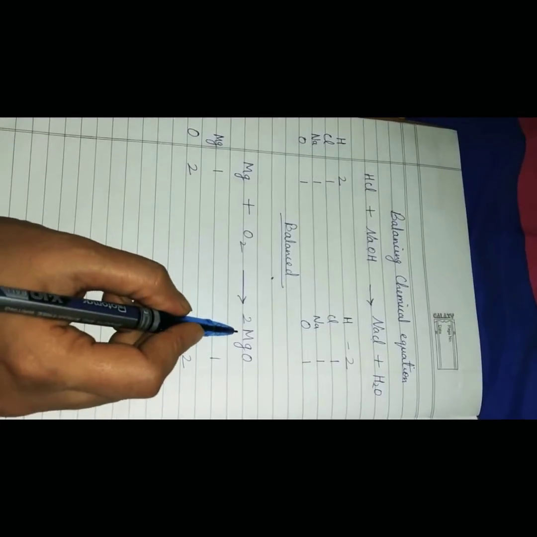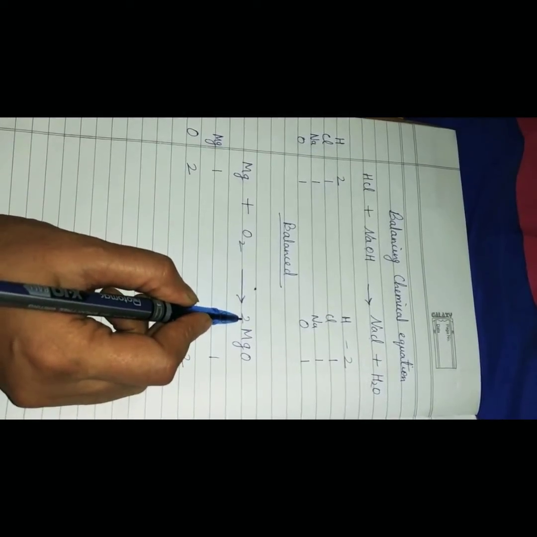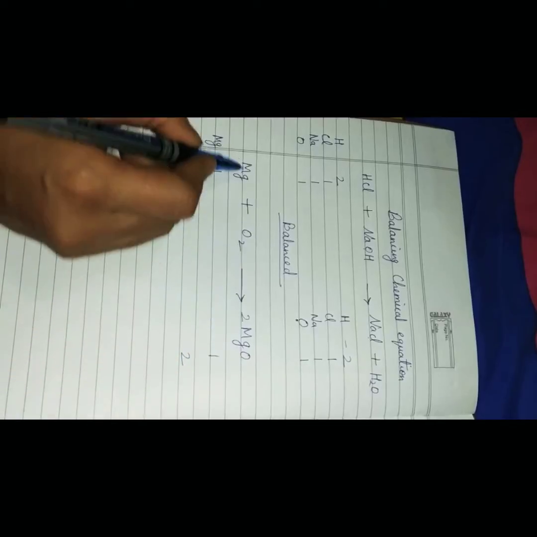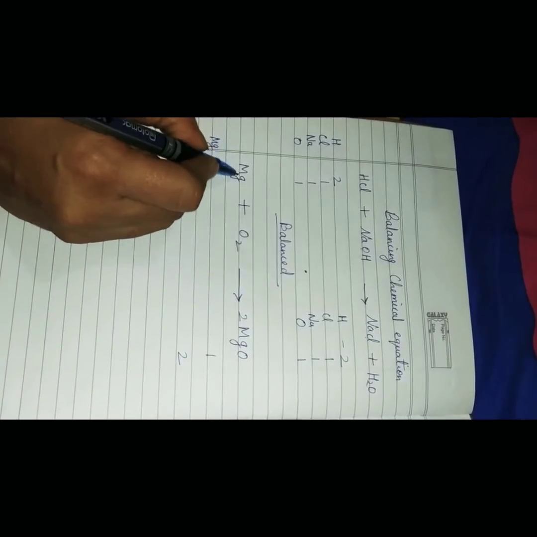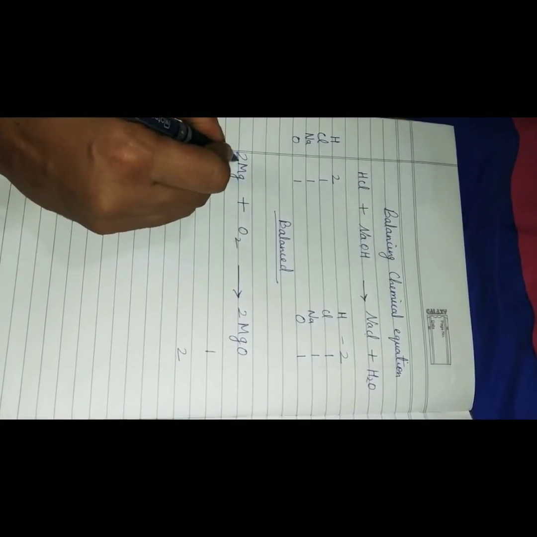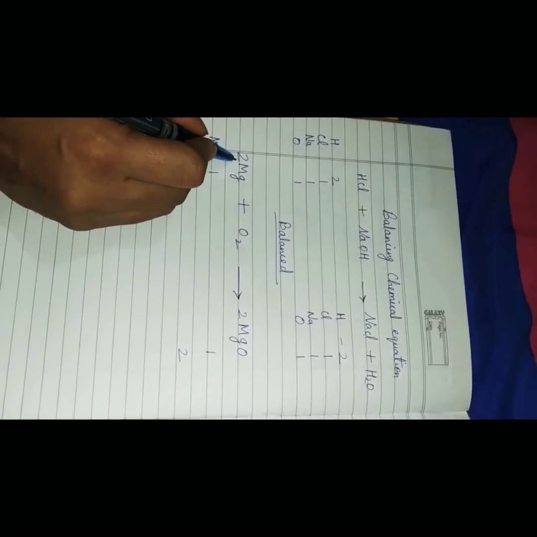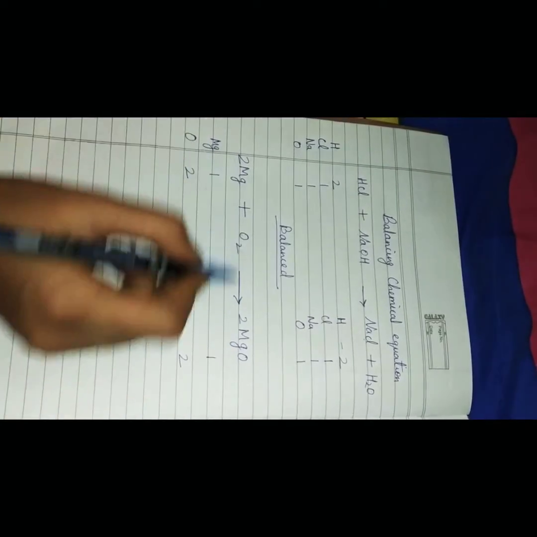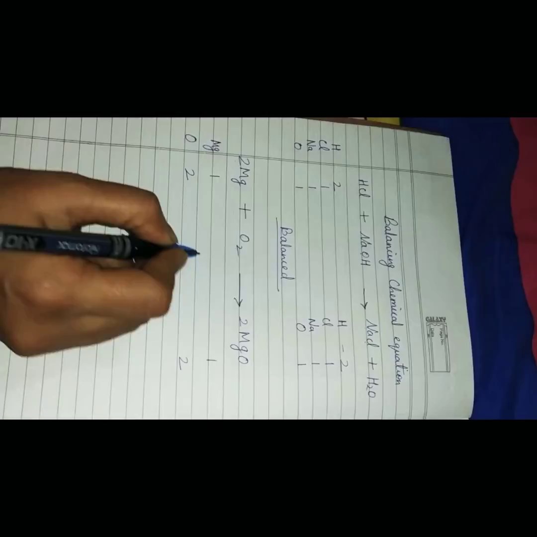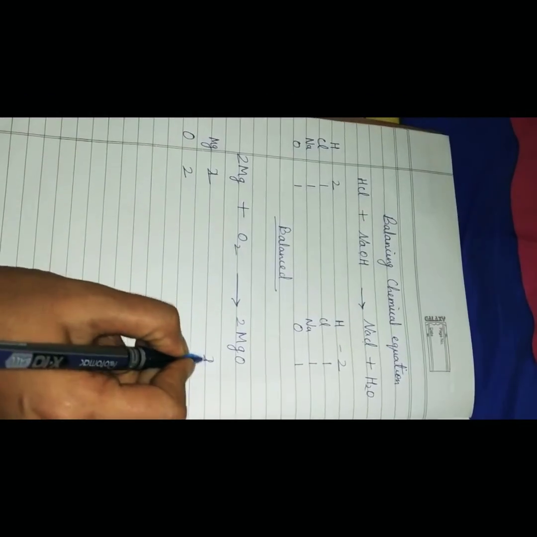But again count magnesium. We can see 2 atoms of magnesium are here. But on the left hand side only one magnesium is here. So write 2 in front of the magnesium on the left hand side. Now magnesium has also become 2. So now we can say that the reaction is balanced.